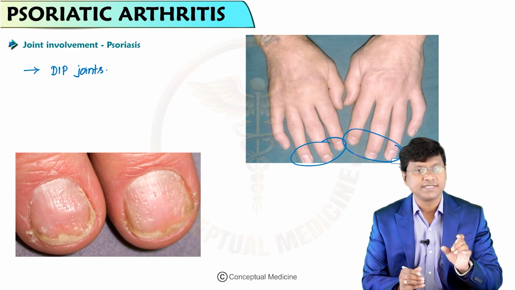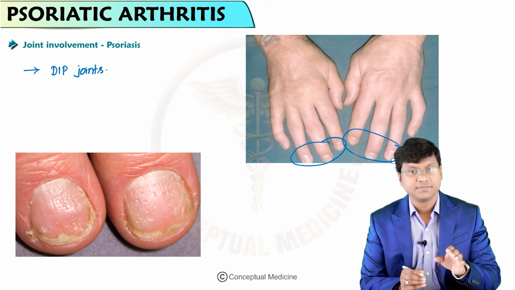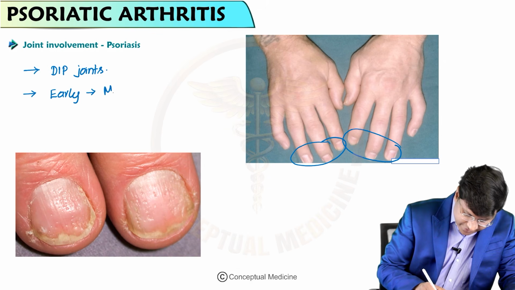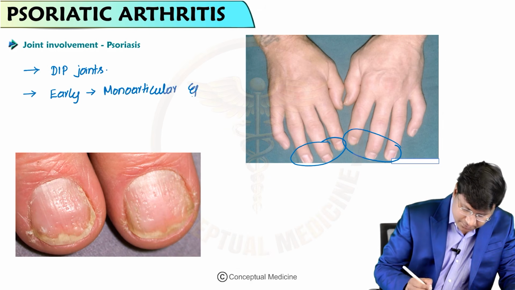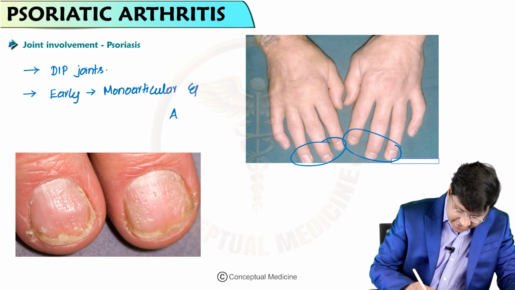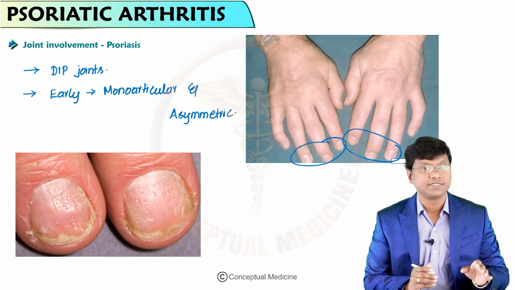And in early stages, this may be monoarticular, and often the joint involvement is asymmetrical. Right, so in early stages the joint involvement is monoarticular and asymmetrical. That is what you will have in early stages.